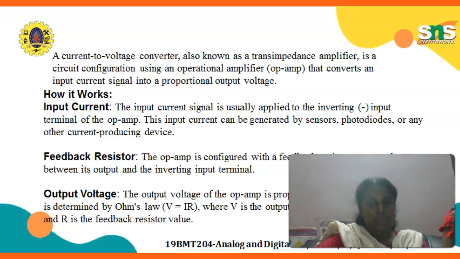Input current. The input current signal is applied to the inverting input terminal of an op-amp. This input current can be generated by sensors, photodiodes, or any other current producing device.